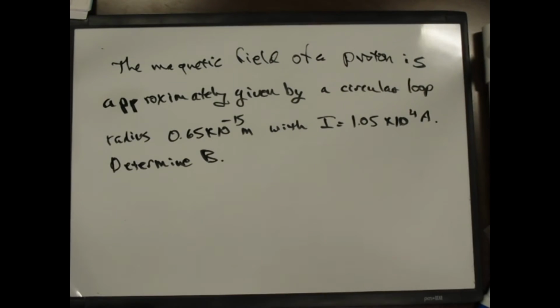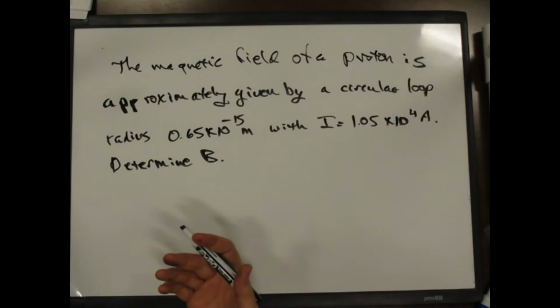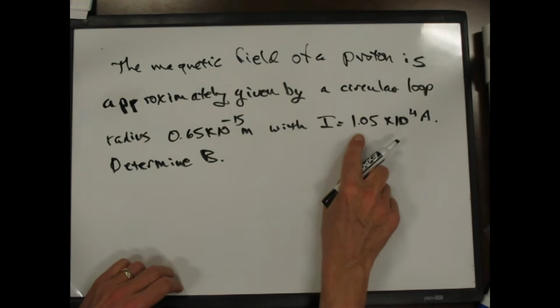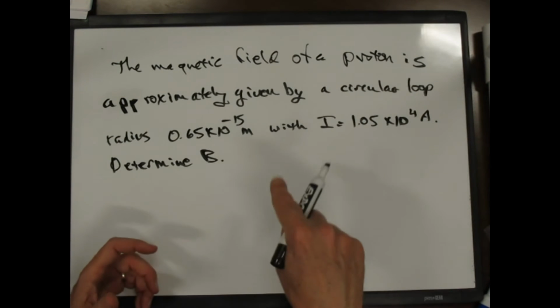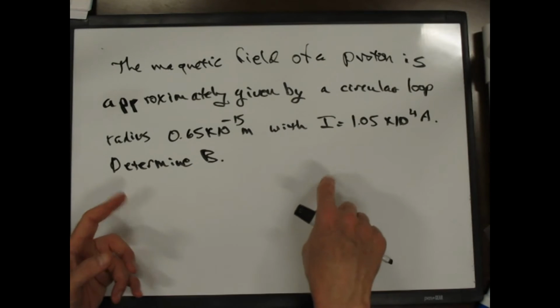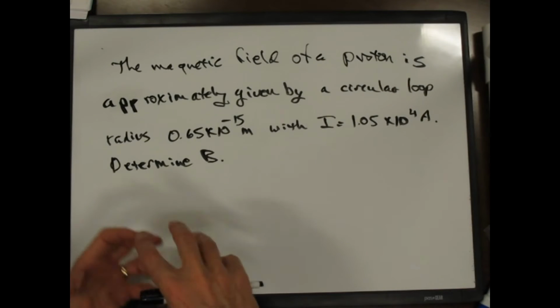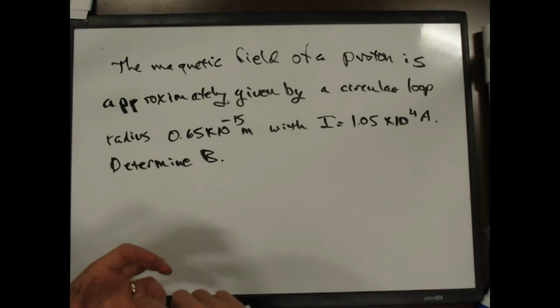So here's an example for the magnetic field due to a loop, and it says the magnetic field of a proton is approximately given by a circular loop of radius 0.65 times 10 to the minus 15 meters with a current of 1.05 times 10 to the fourth amps. So you've heard of maybe a proton spin. Some atomic particles have spin, which produces their magnetic field, and rotating objects with a charge distribution of some kind can be approximated as currents.